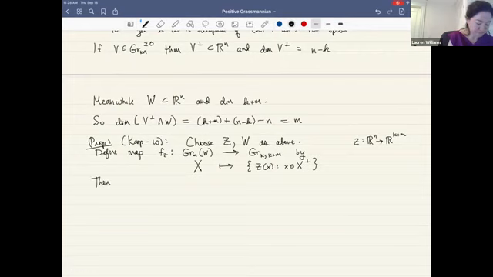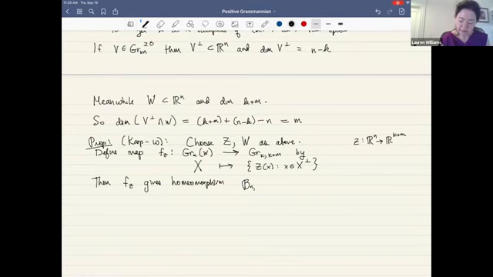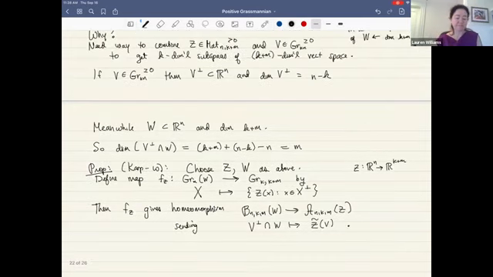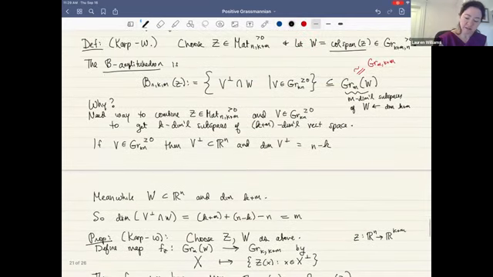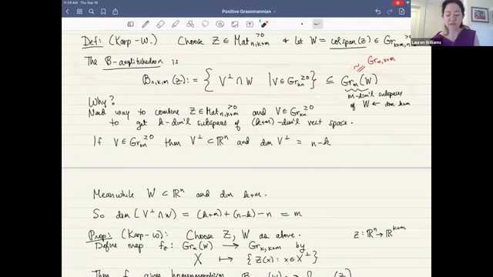Okay, and then the statement is that F_Z gives a homeomorphism between the B amplituhedron and the original A amplituhedron, taking V perp intersect W to Z tilde of V. So this is just a way to justify this definition as a reasonable object to look at instead of the A amplituhedron, and particularly nice to look at if m is small.